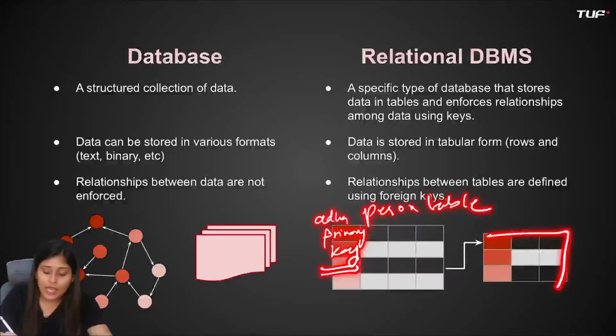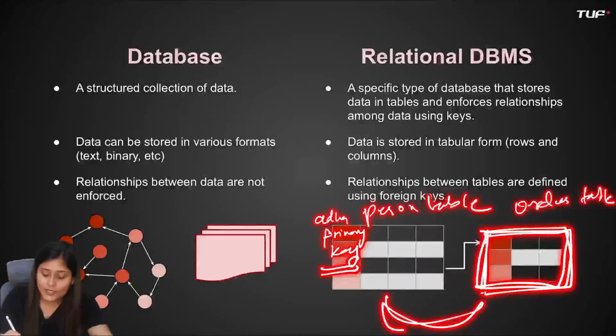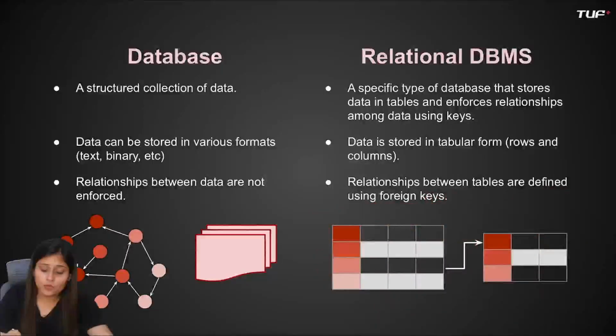So we have a person table, and another, let's suppose, orders table. In the orders table, to make them related to each other, we have given the Aadhaar number attribute to it also. But in the orders table, it will be a foreign key. And we use this foreign key to find the relation between the person table and the orders table. So that is how they make the relationship between tables using foreign keys.